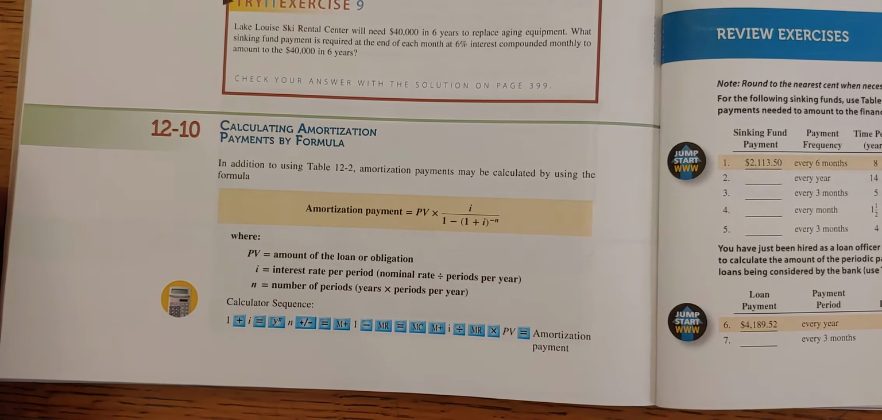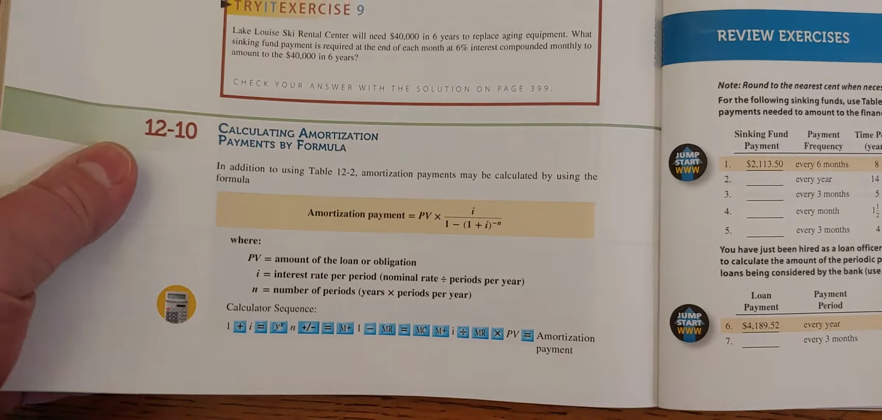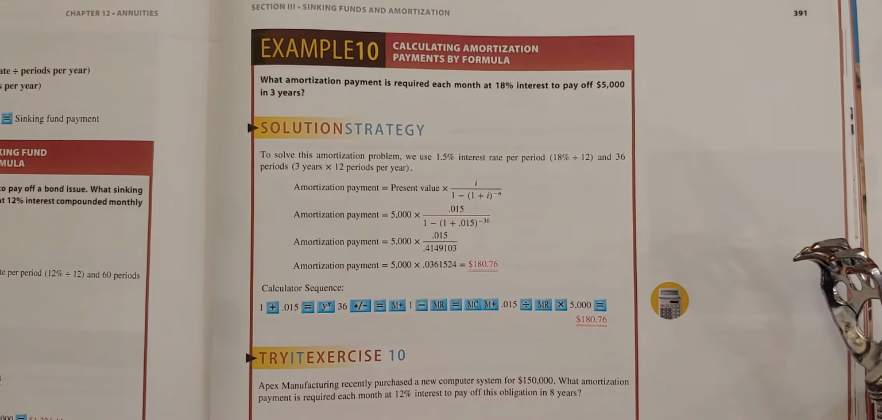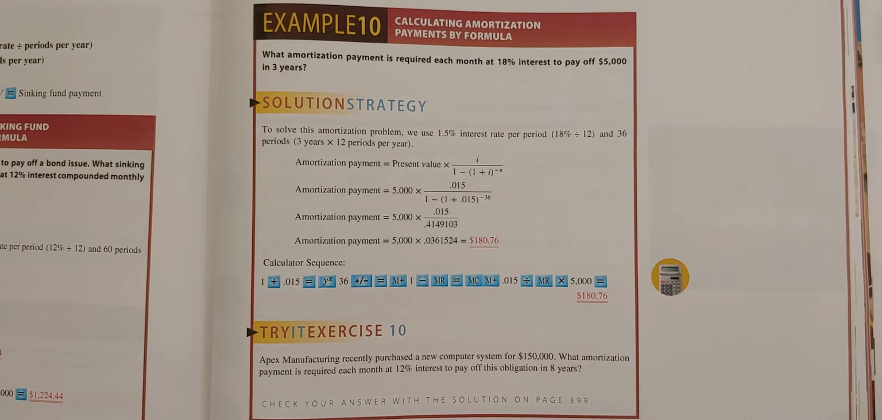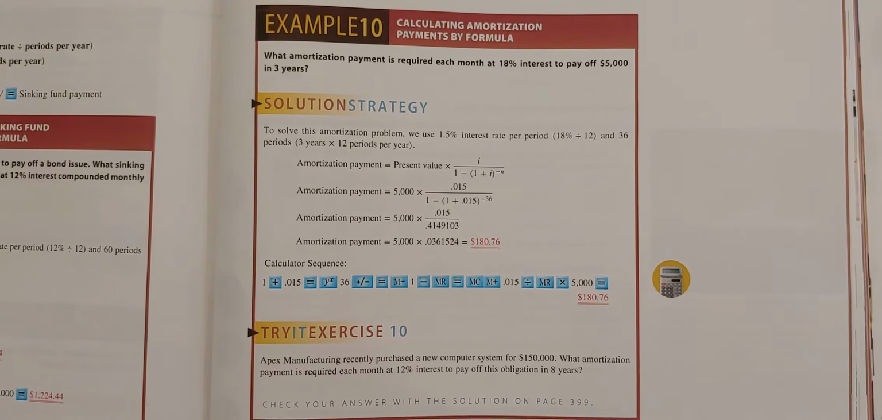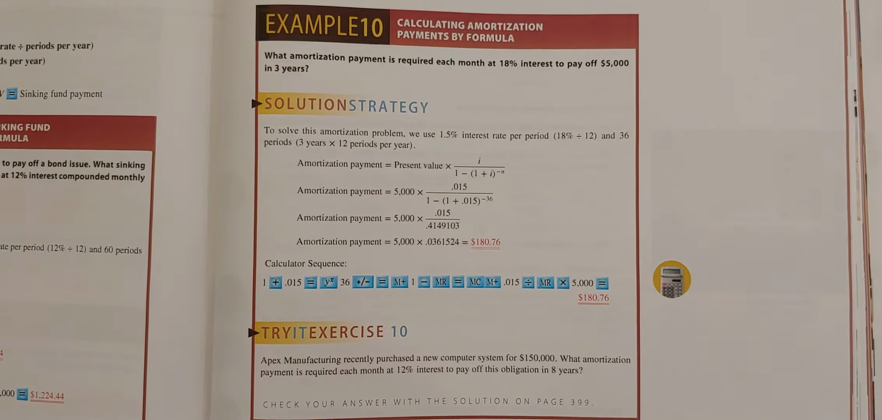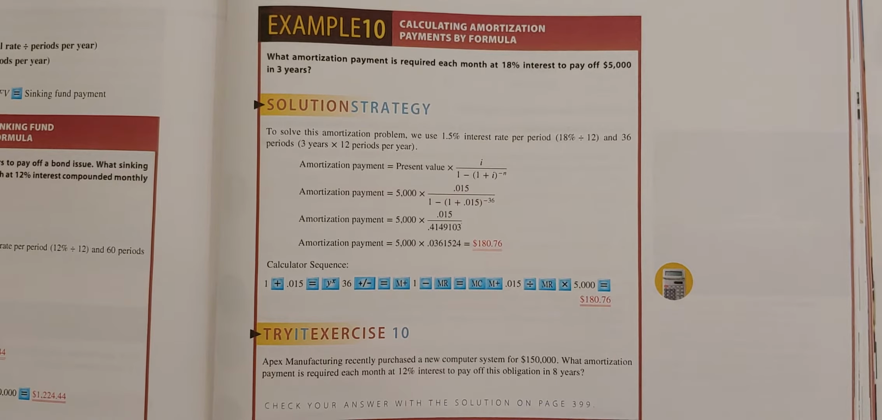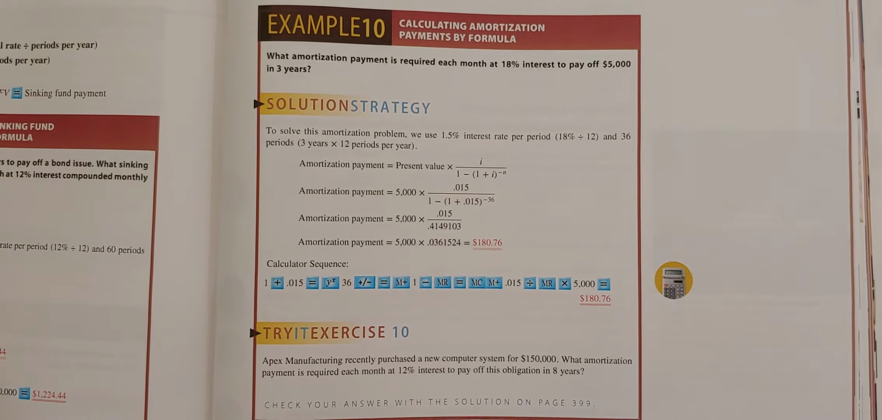So let's do a little practice here. Let's look at what it is. On page 391, if we look down through that, example 10. What amortization payment is required each month at 18% interest? That's robbery, by the way. To pay off $5,000 in 3 years. My goodness, that sounds like a credit card payment.